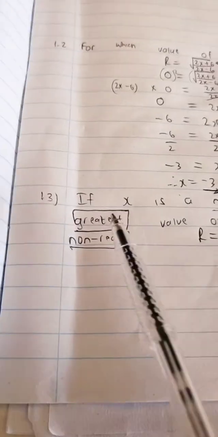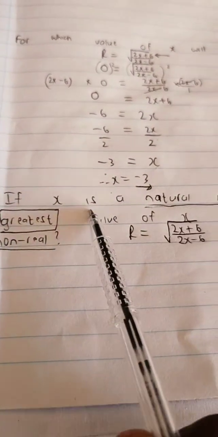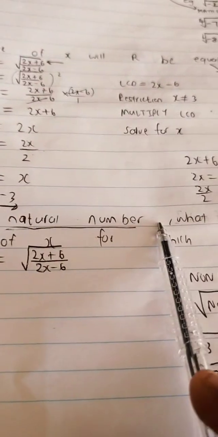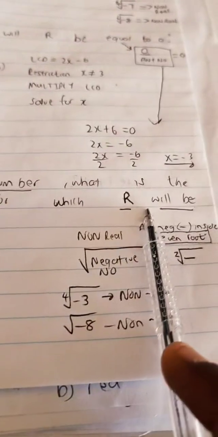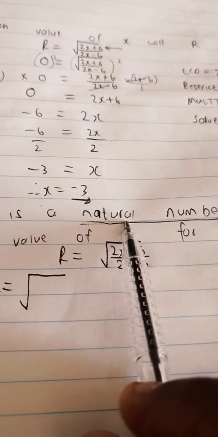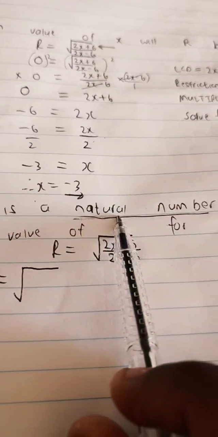So what they are asking us here is they want the biggest natural number for which R will be non-real. Okay, that's what they want. So let us test this. Let's check the first natural number.